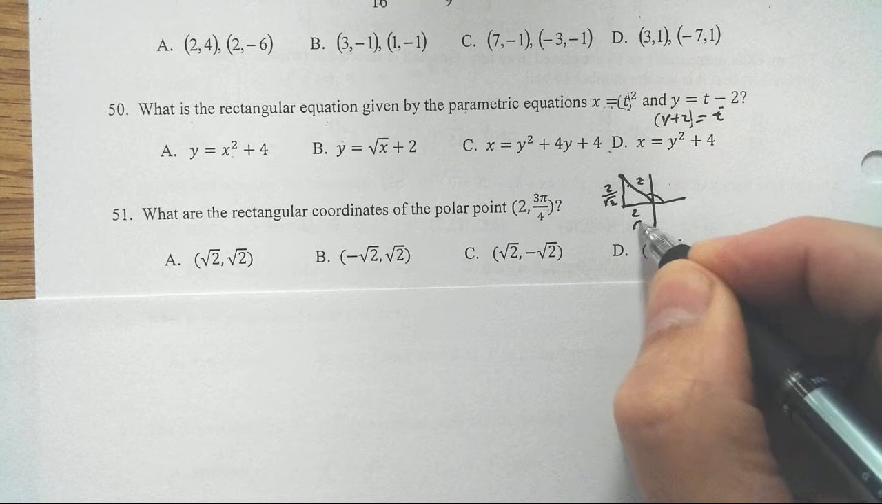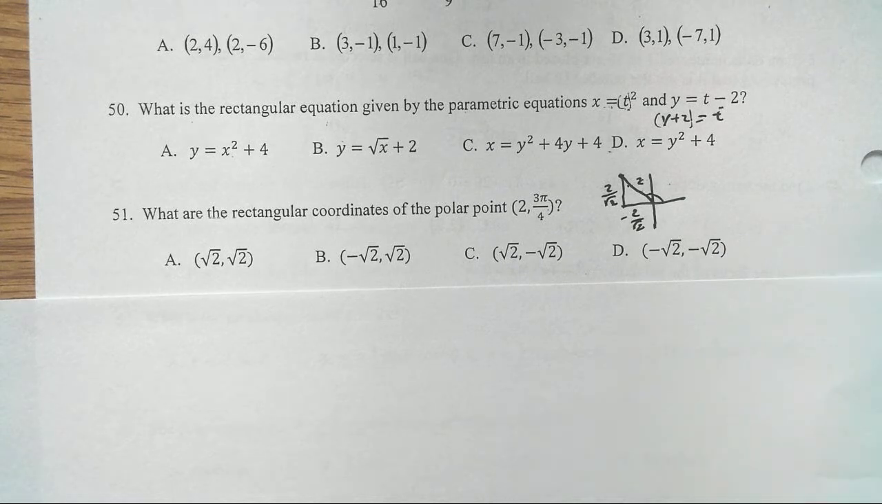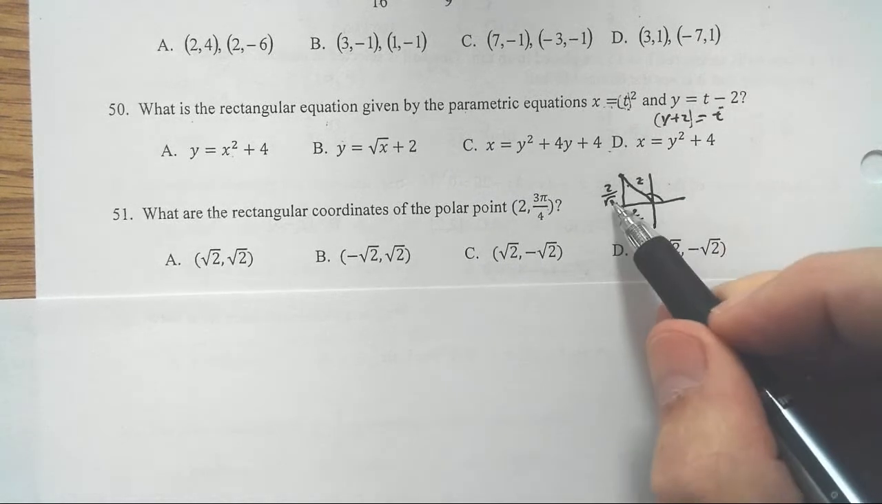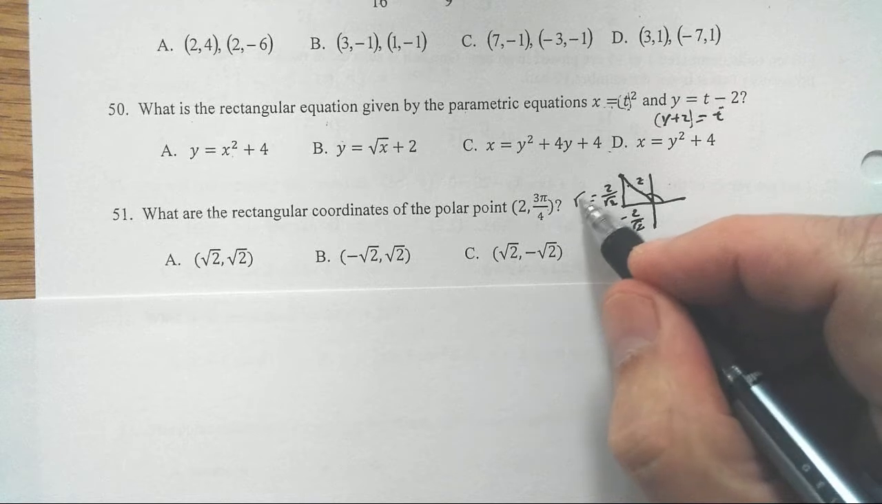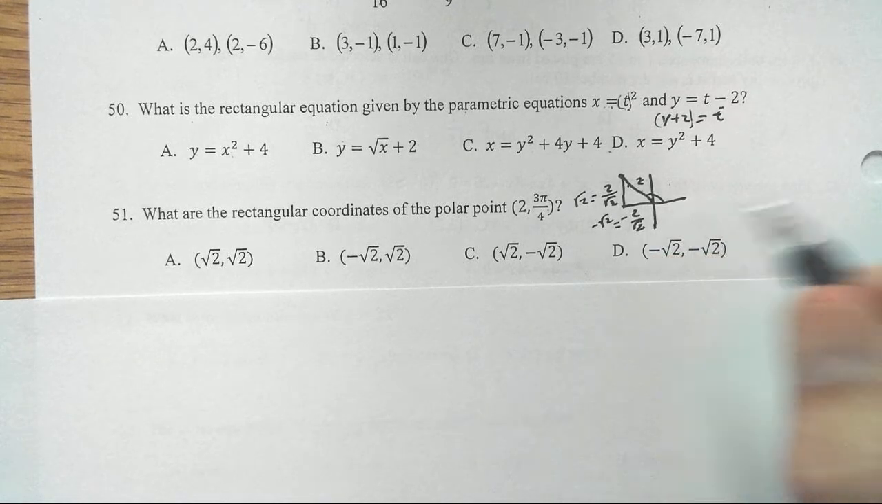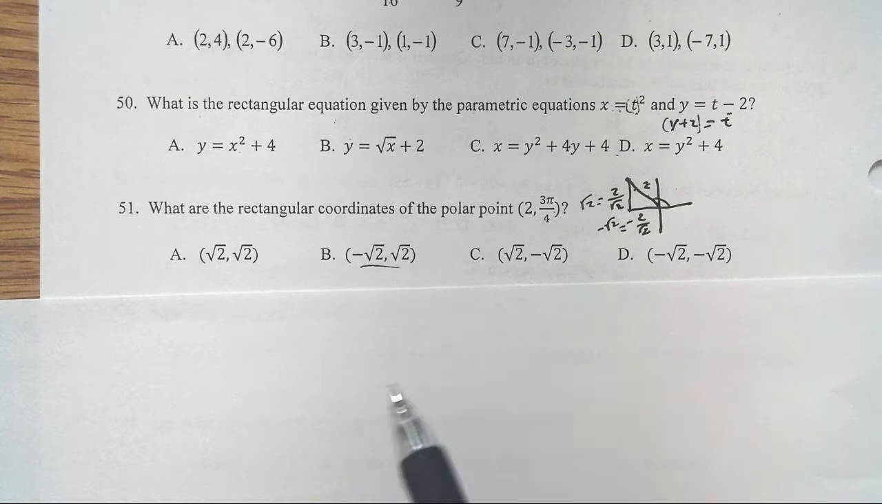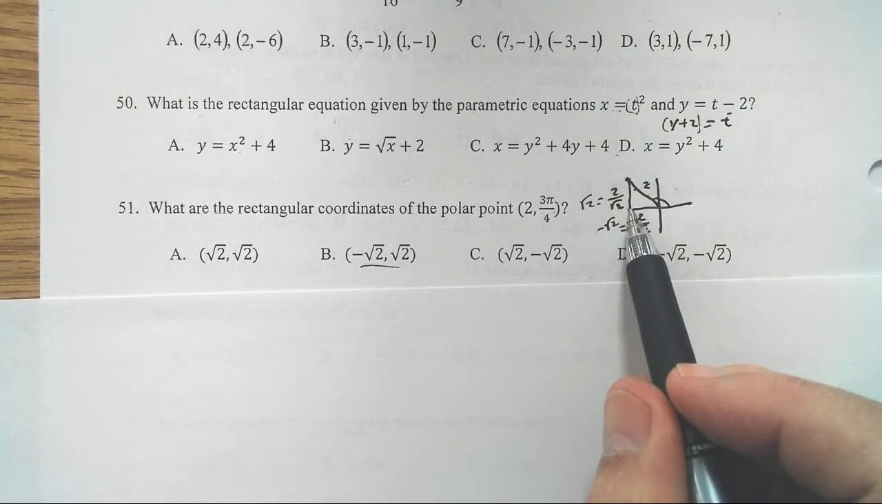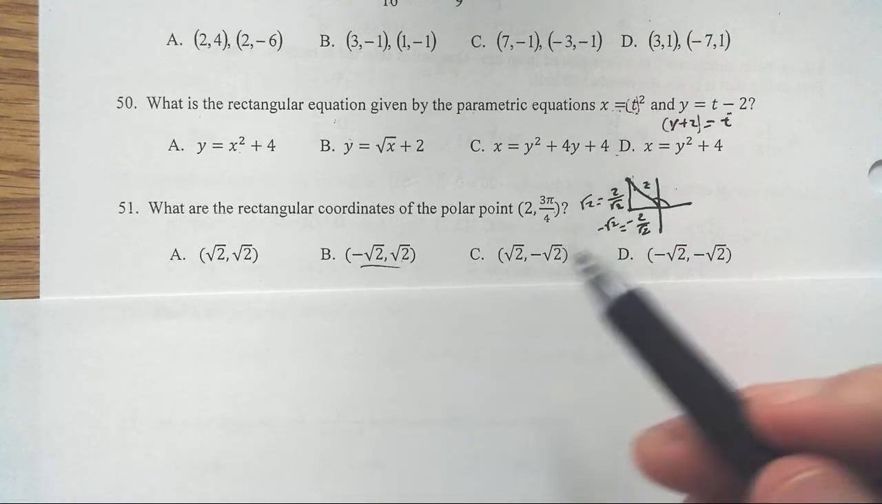This is 2 on square root of 2, but it's negative. But 2 divided by square root of 2 is just square root of 2. So this is square root of 2. This one is negative square root of 2. So negative square root of 2 to the left, square root of 2, and up square root of 2.